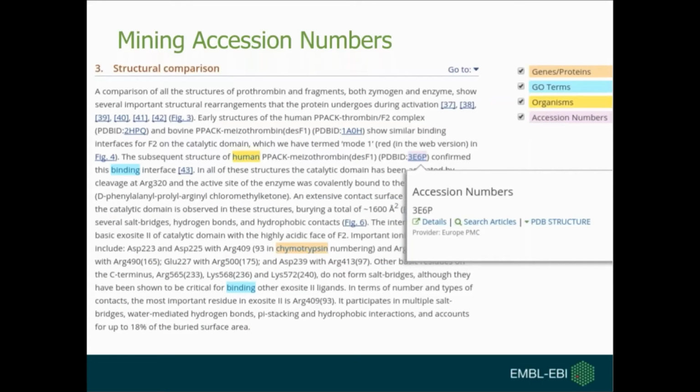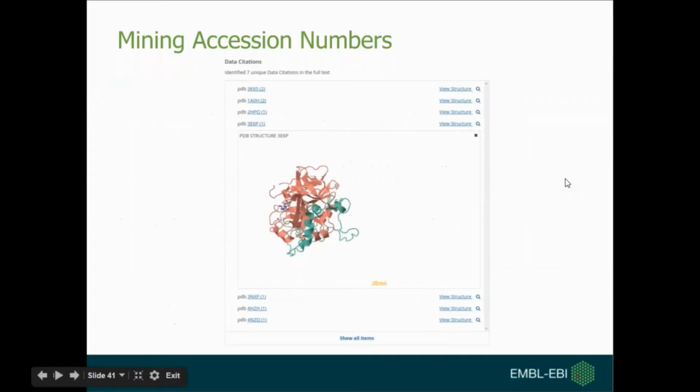On Europe PubMed Central, we also mine accession numbers for data citation. For example, in this article, we identified a PDB accession number, and if you click the highlight, it will give you a box where you can find more details on that particular accession number. For example, if you click PDB structure in this box, you will get the structure of this particular protein.